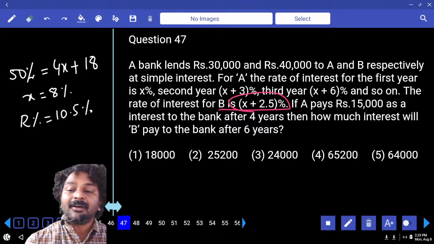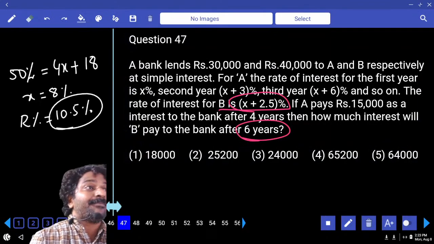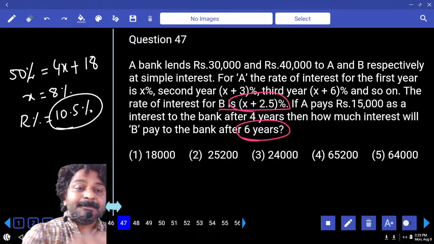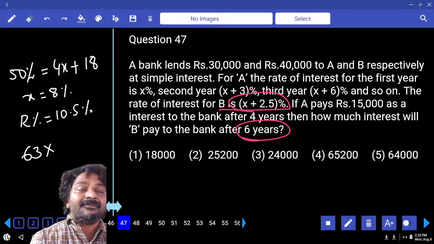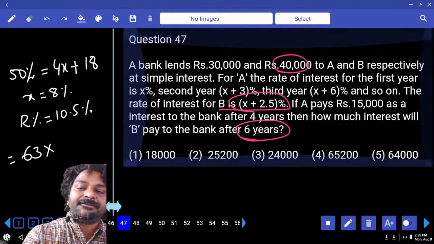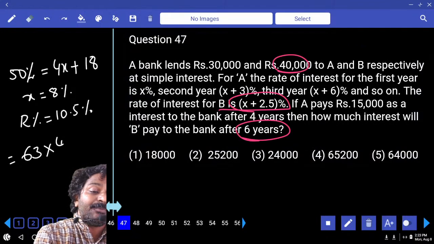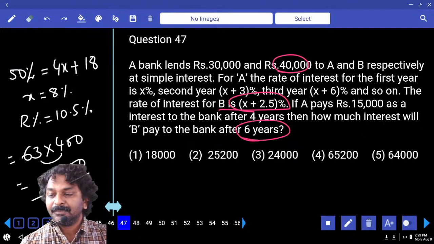For B, it is 10.5%. And for how many years do we have to calculate? Per year it is 10.5, so for 6 years it is 63%. 63% calculated on 40,000 only. 63% means 63 into the 1% value. 1% of 40,000 is 400. How many zeros do we have? In the answer also we will have 2 zeros. 3 into 4 ends with 2. So the answer must end with 200.